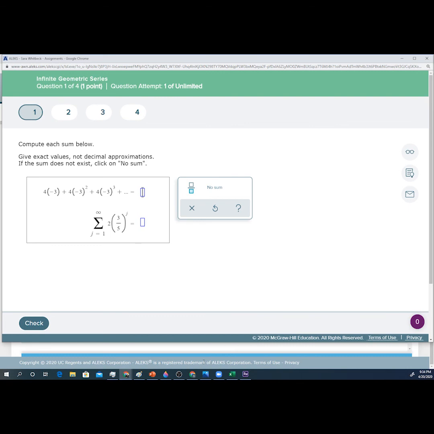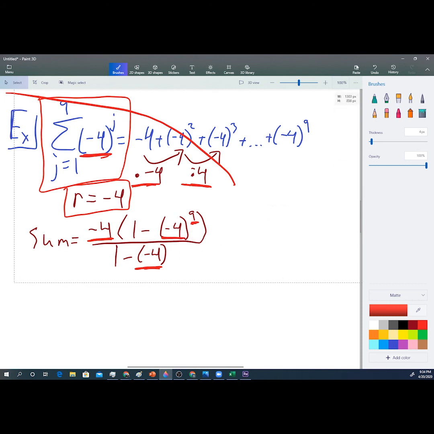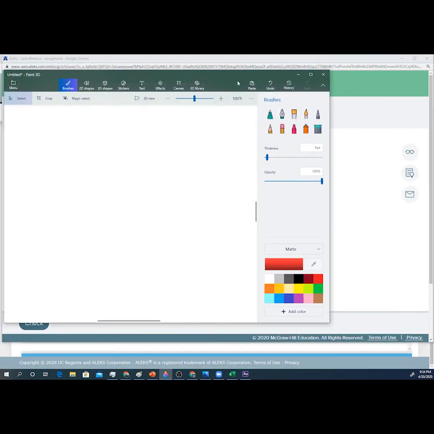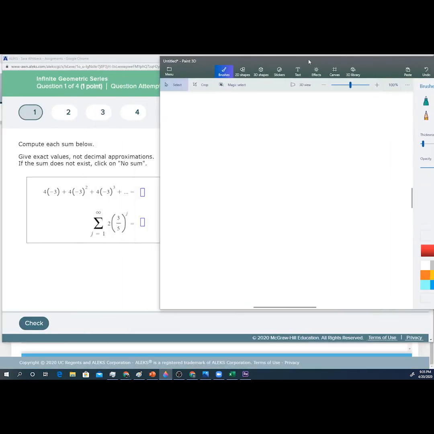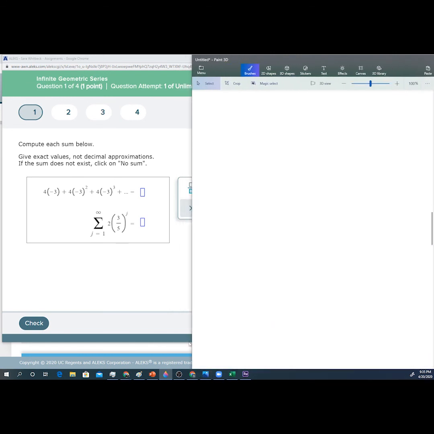And I see now that I don't have markup, so I am going to use this. Still got stuff from an old lesson on here, but we'll go ahead and clear that off. There we go. And I'll use this as my workspace. Okay, so it tells you compute each sum below, give exact values, not decimal approximations. If the sum does not exist, click no sum.